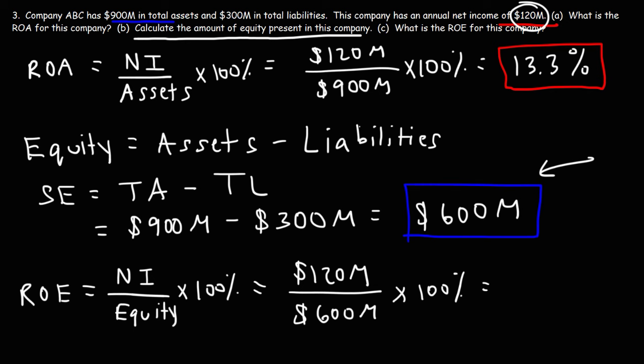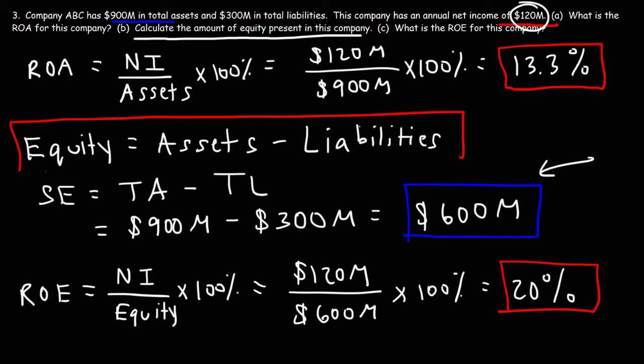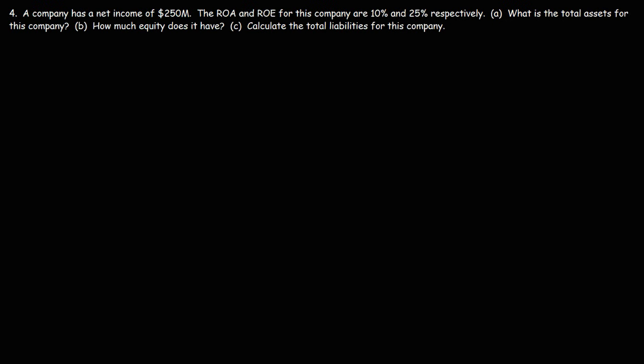So 120 divided by 600, that's 0.2 as a decimal. Times 100, that's going to give us an ROE value of 20%. And so that's it for this problem. So another equation that you want to add to your list of equations is this one. Equity is equal to assets minus liabilities. Now let's work on one more problem.